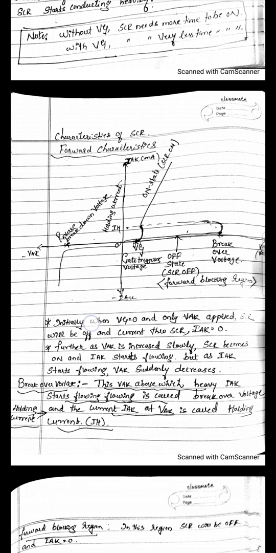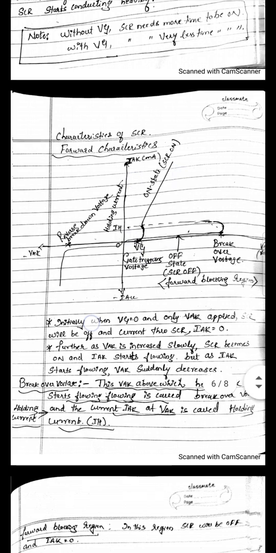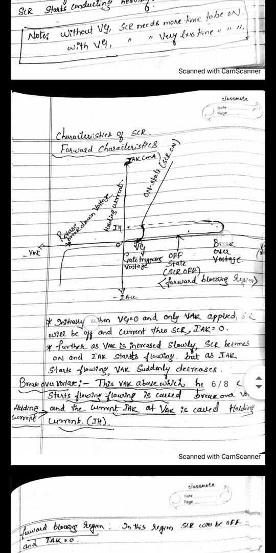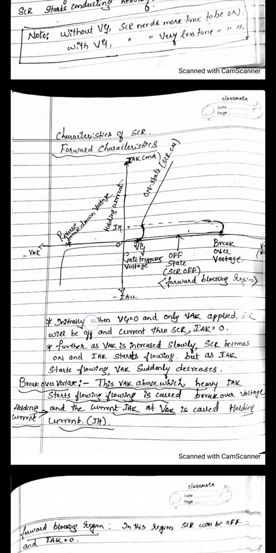This is about the forward characteristics of SCR. In the explanation of the forward characteristics of SCR, without fail you should define these four terms: IH, gate triggering voltage, forward blocking region, and break over voltage. Without these four definitions the answer is incomplete. This is the forward characteristics of SCR. Once again, what is the forward characteristics of SCR?